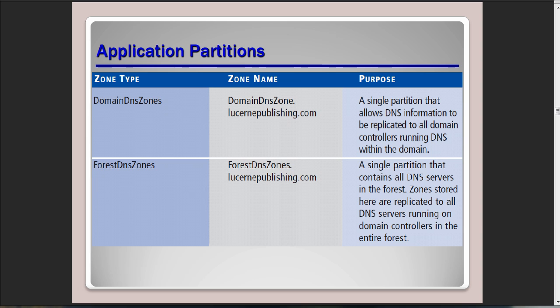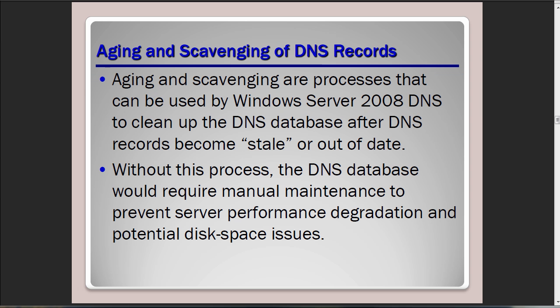So if, and I know Microsoft doesn't like me using this term, our primary or initial domain controller goes down, we have those other items available while we fix it. Aging and scavenging is a process that can be used by Windows Server DNS to clean up the DNS database after DNS records become stale or out of date. Again, the smaller that record set, the quicker things are going to happen: resolution, finding resources, etc.